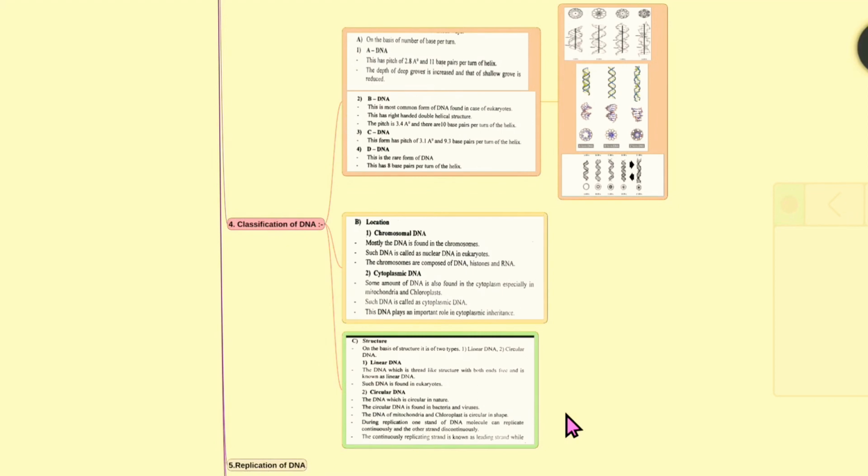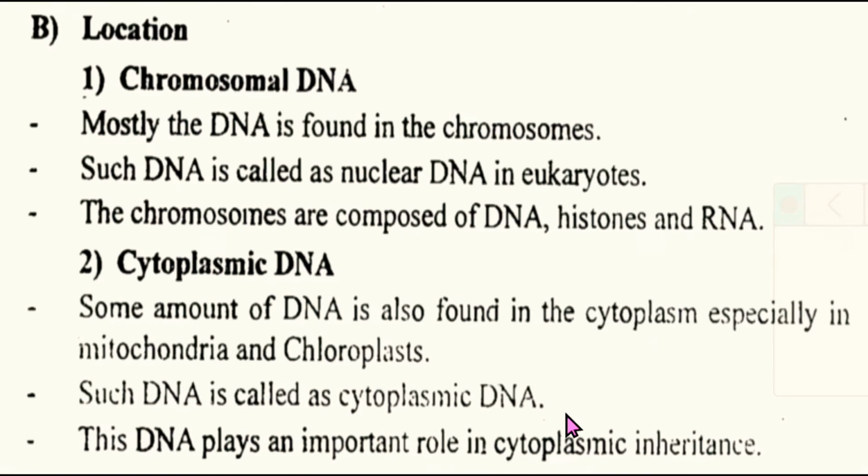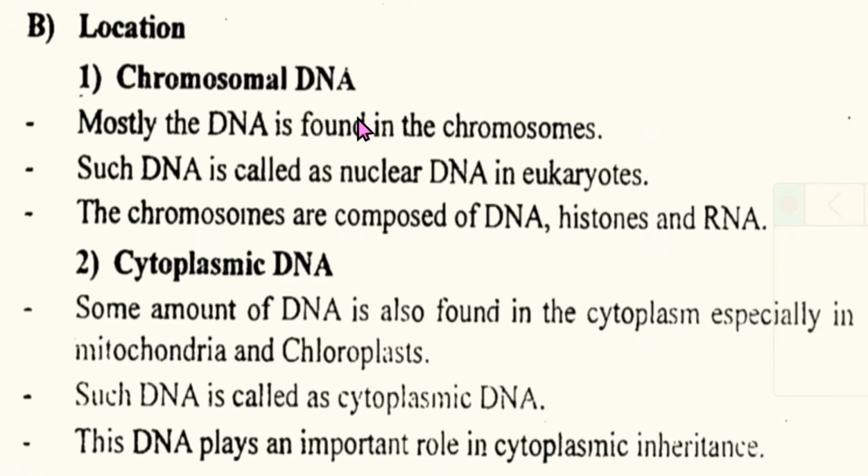Move to the next, the location. On the basis of the location, the DNA molecule is classified into 2 types. First one is chromosomal DNA. Mostly the DNA is found in the chromosomes. Such DNA is called nuclear DNA in eukaryotes. This DNA is present in the eukaryotes, chromosomal DNA.